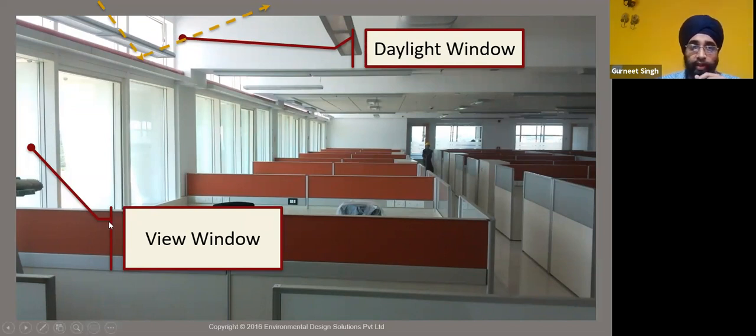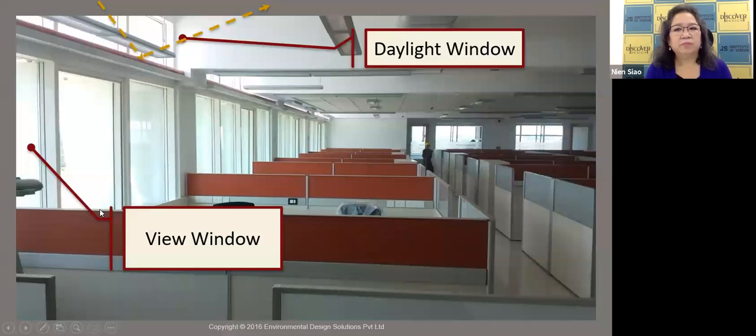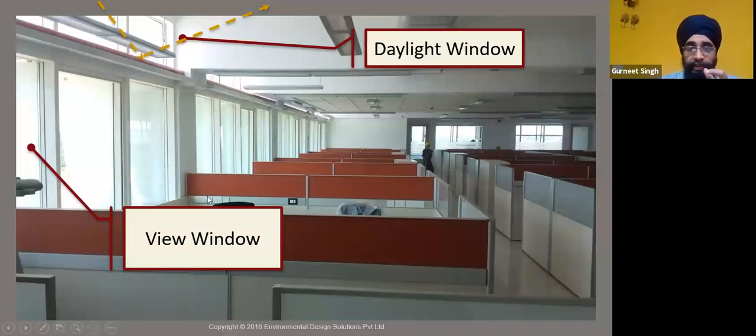You can have this lower part, which is the view window, which is used to view outside, and the upper part is the daylight window. So the view window can have a high performance glass because the occupant is sitting over here, and the daylight window can have a glass which allows more light to come in, right? So the same facade, you can have two different windows to harness more daylight into the office space.